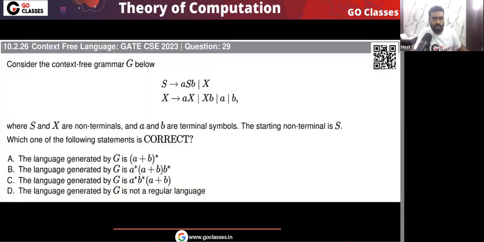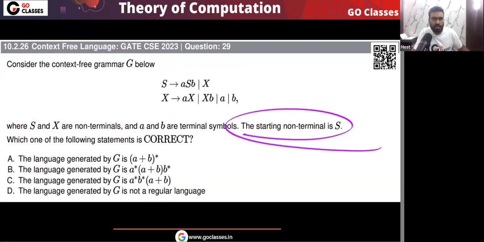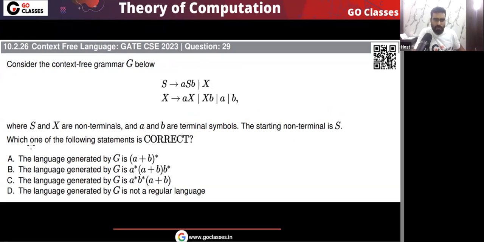Let's take the 2023 question. Consider the context-free grammar that is given to you. S and X are non-terminals, A and B are terminal symbols. The starting non-terminal symbol is S. Which of the following statements is correct? The question is asking about the language that is generated: is the language generated from this grammar regular?